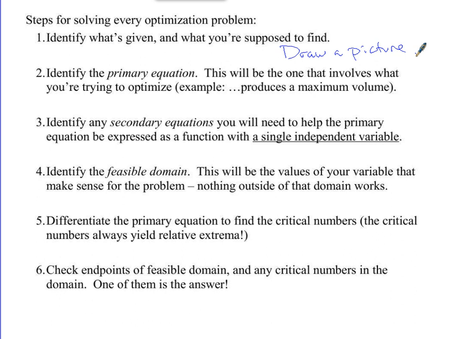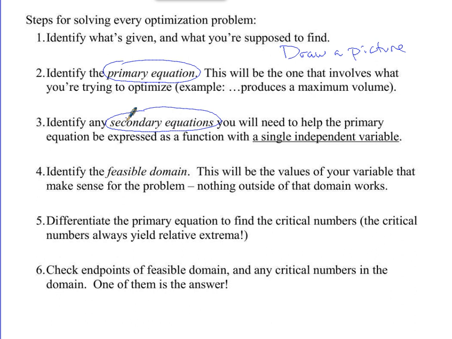Then for number 2 and 3, I have identify the primary equation and any secondary equations. The primary equation is involving whatever it is that you're trying to optimize. So if you're trying to produce a maximum volume like in that box problem, then you're probably going to be working with some sort of volume function. Maybe length times width times height. Okay, that's the primary function, or that's the primary equation.